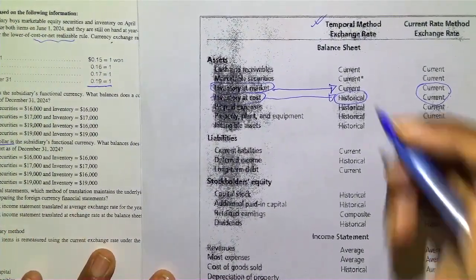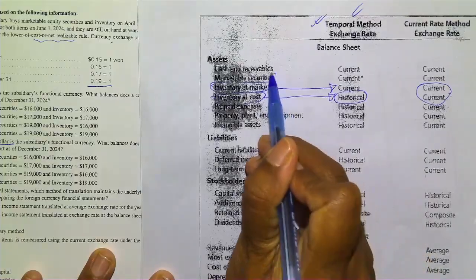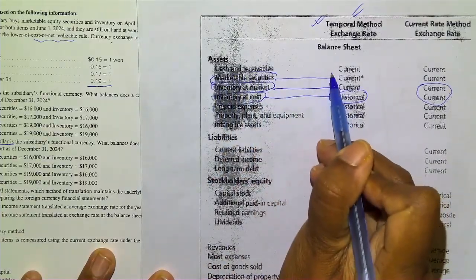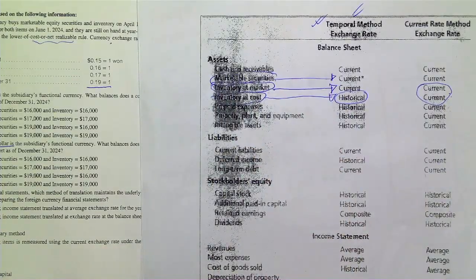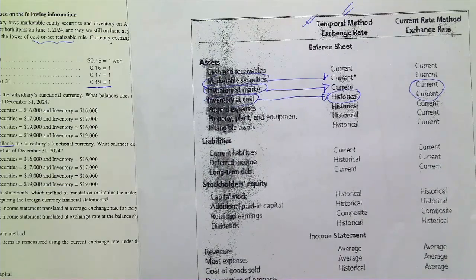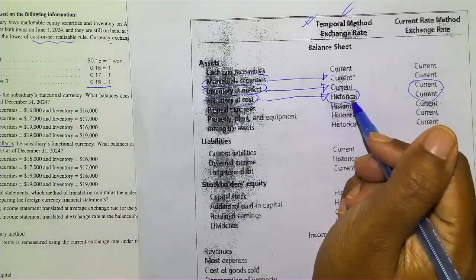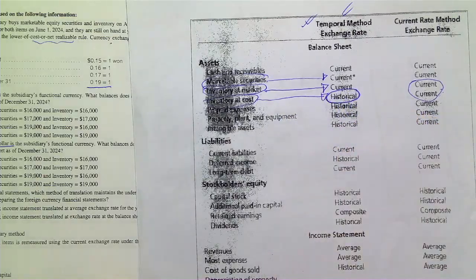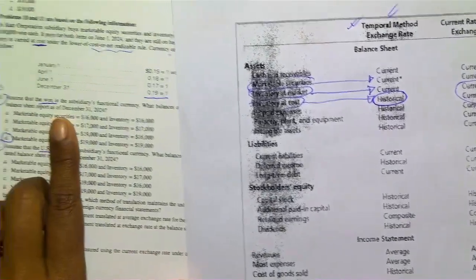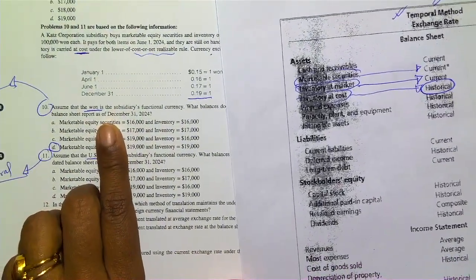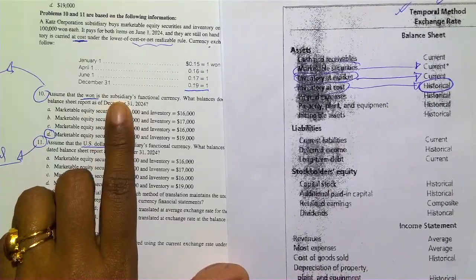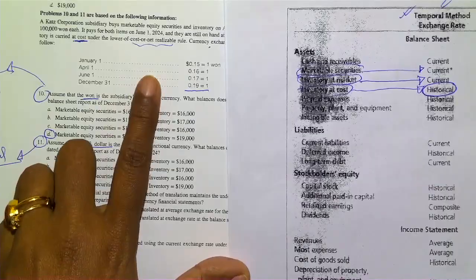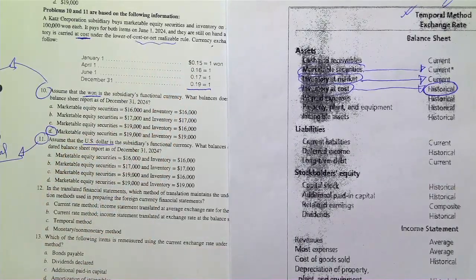For marketable security, we are using the current rate, right? For inventory, the problem mentioned inventory is at cost or market or net realizable value. It's at cost. So what rate are we going to use? Historical, very good. So let's go back to this table. For inventory, historical rate means what day? The day they bought, the day they sold, the day they collected the money after selling, the day they paid for the inventory.